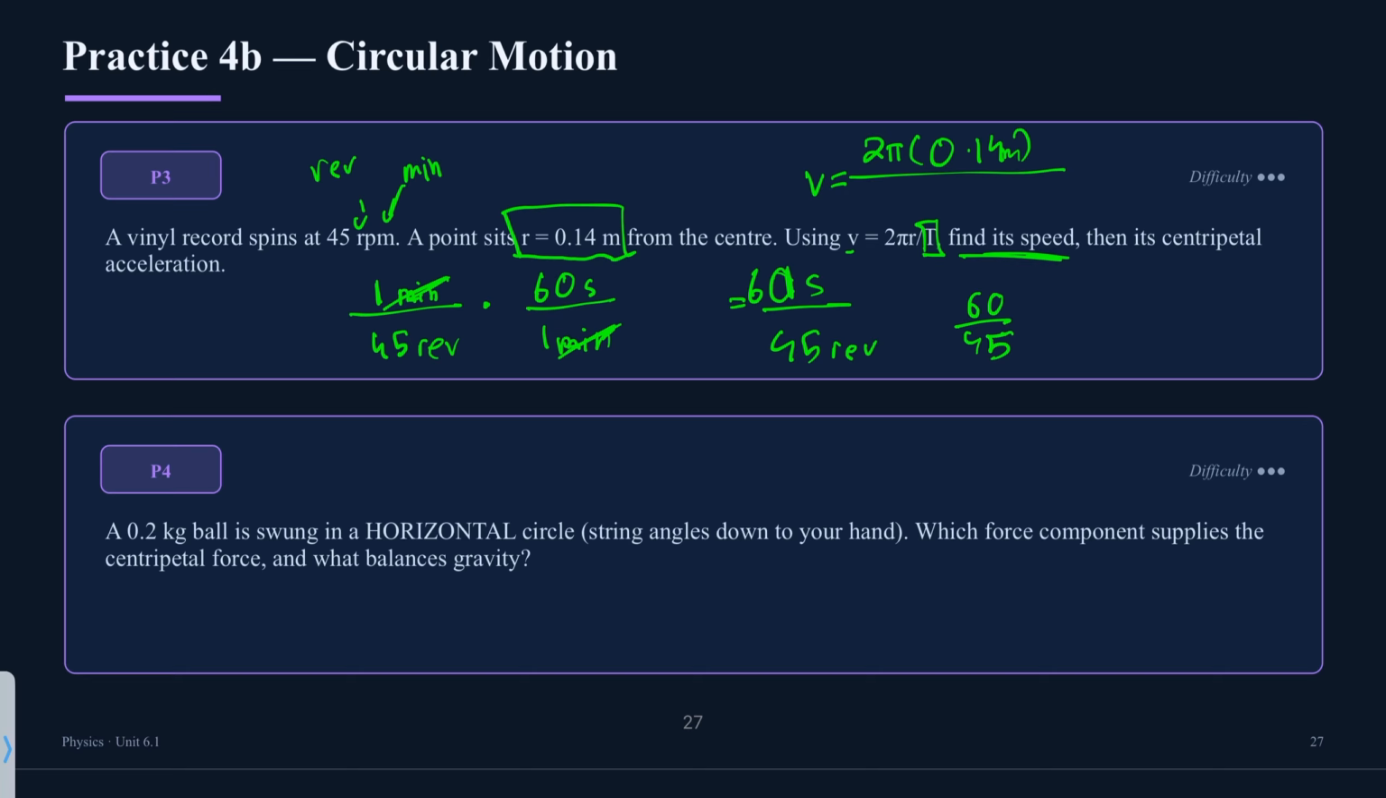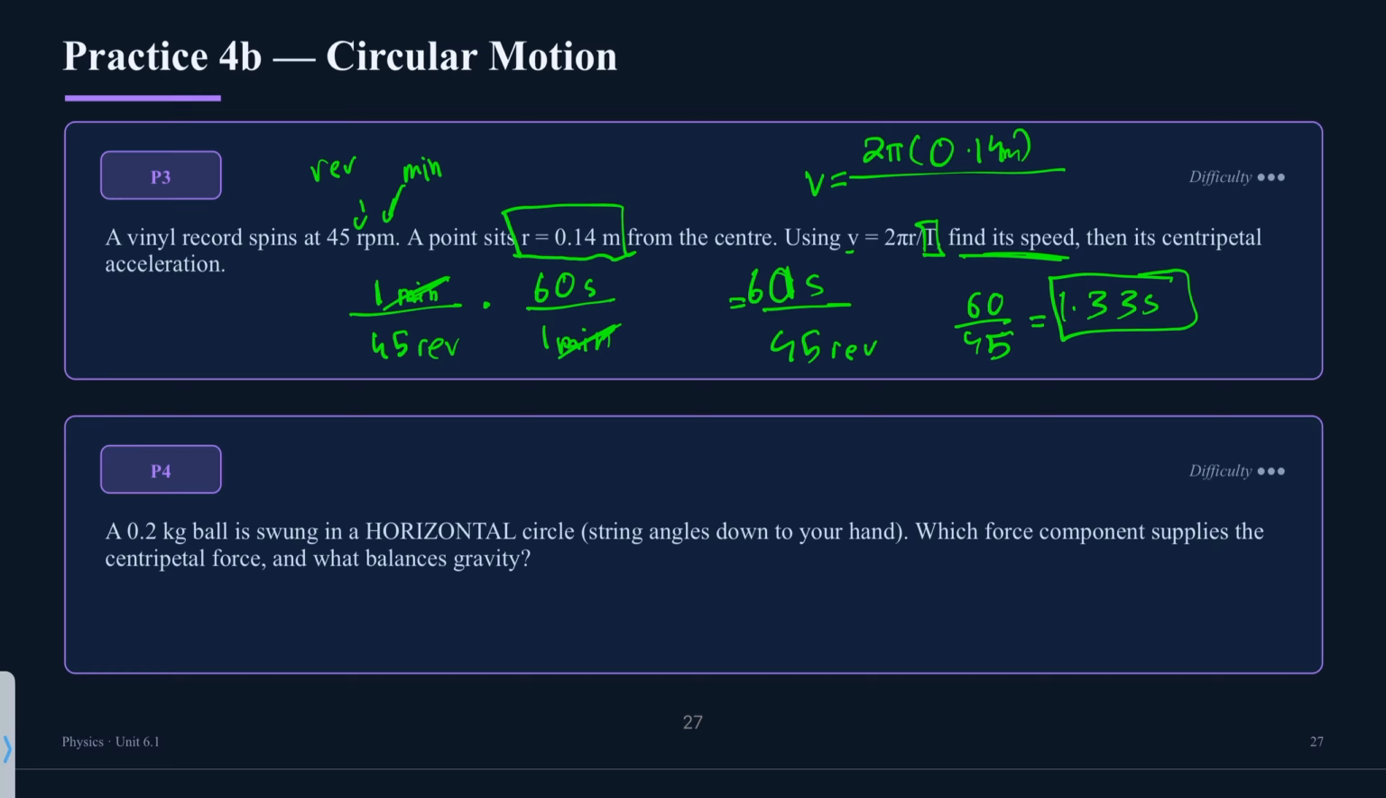So let's see, what's that going to give us? 60 divided by 45 is a repeating decimal of 1.33, right? 1.33 seconds.